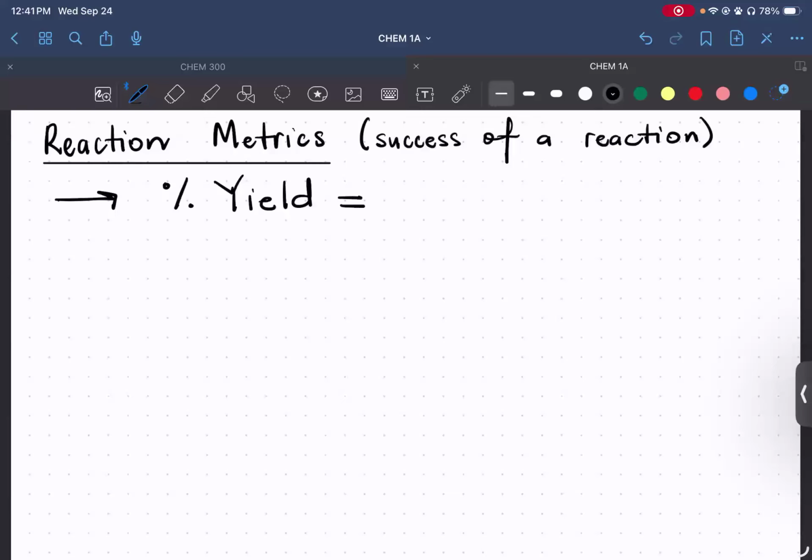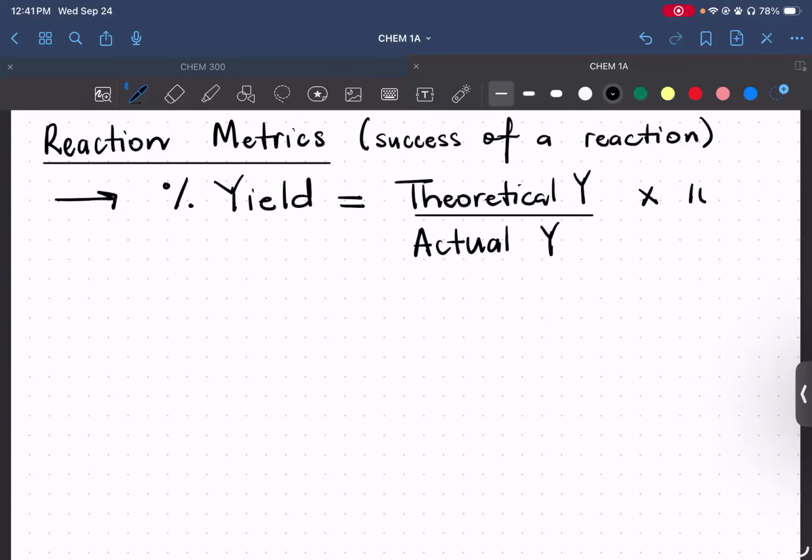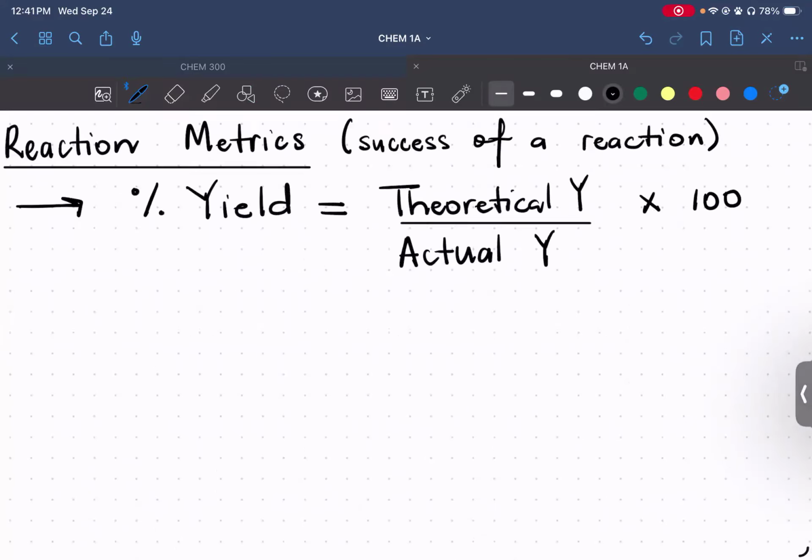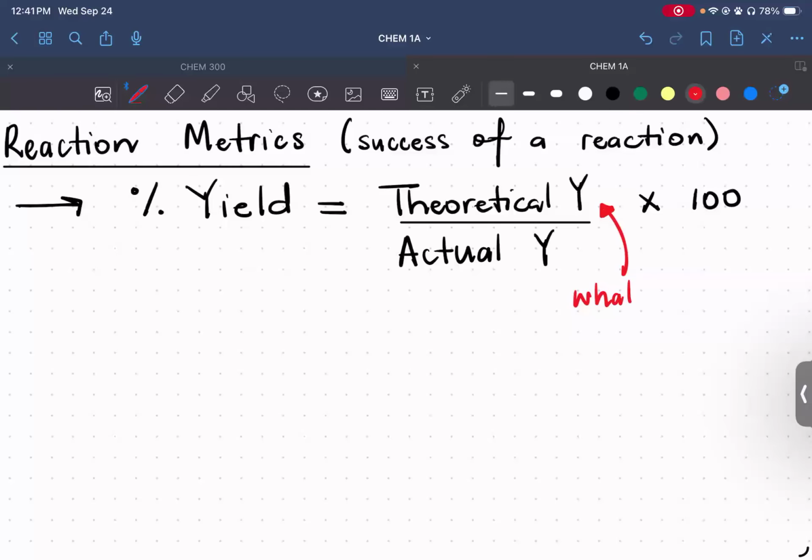Percent yield is equal to the theoretical yield, here just written as Y for yield, divided by the actual yield, times 100, because of course it's a percentage. The difference between theoretical and actual is a very simple distinction. The theoretical yield is what you calculate.